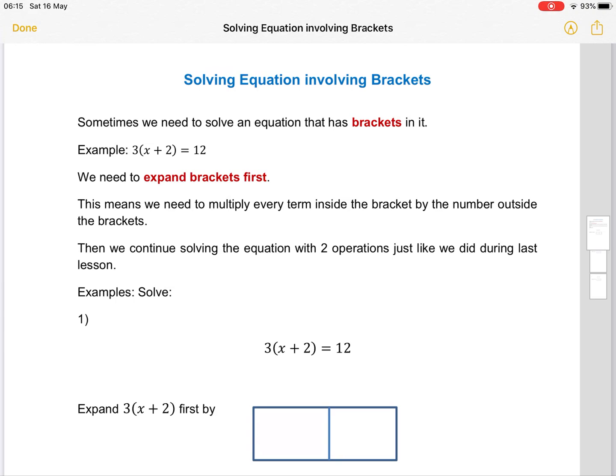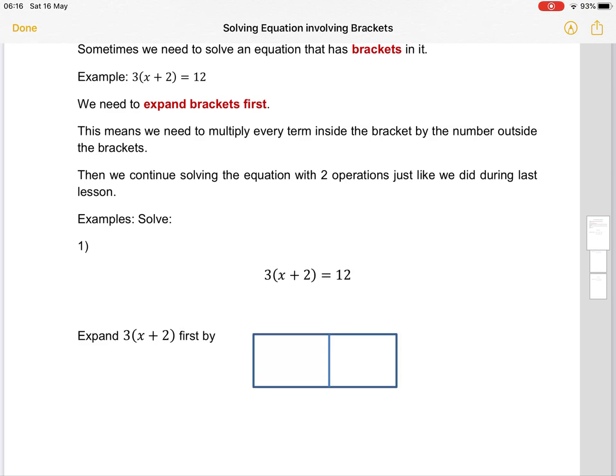By expanding brackets, what do we mean? We multiply every term inside the bracket by the number outside the brackets. For equations, we are going to deal with numbers outside the bracket. So we multiply every term inside the bracket by the term outside the bracket. Then we continue solving the equation with two operations just like we did during the last lesson.